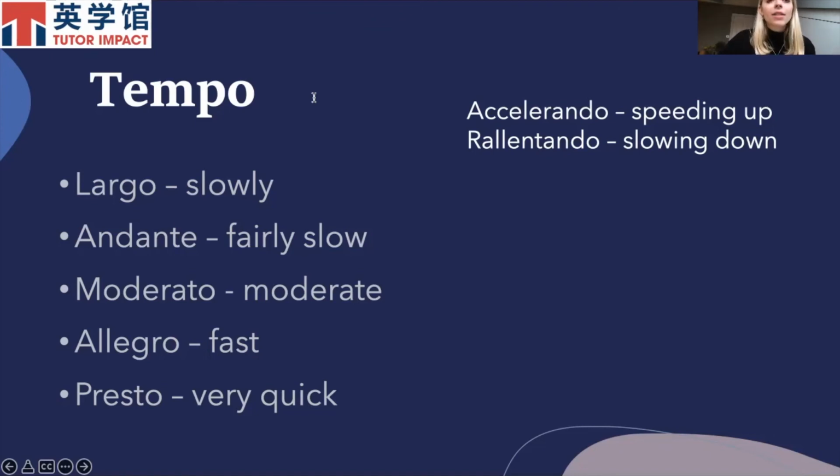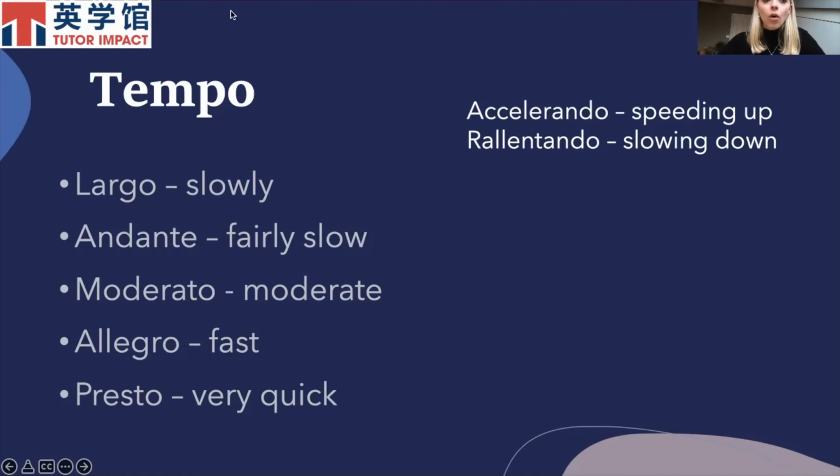We have andante, which is fairly slow at walking pace. So probably a bit quicker than largo, but still not very quick. We have moderato, which is, as it sounds, moderate, so at a moderate pace. We have allegro, which is fast, really quite playful. And then quicker than that, we have presto, which is very quick. And similarly to how we have the gradual dynamics changes, we also have accelerando and rallentando, which is for gradually speeding up and for gradually slowing down.